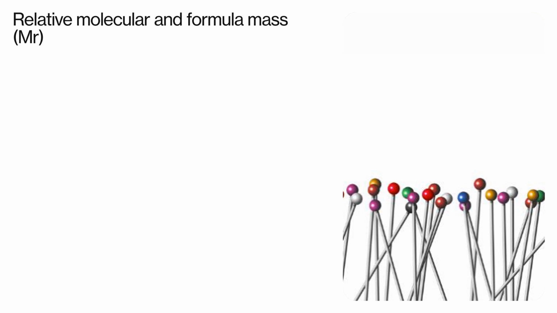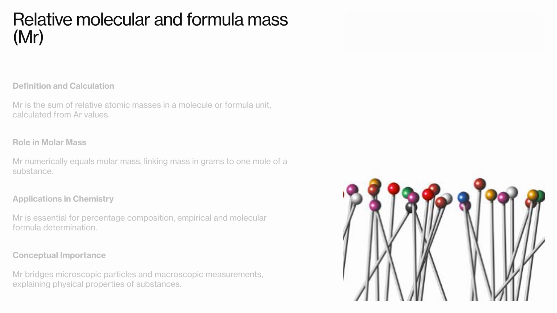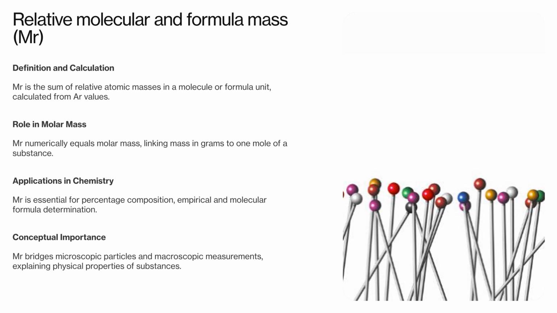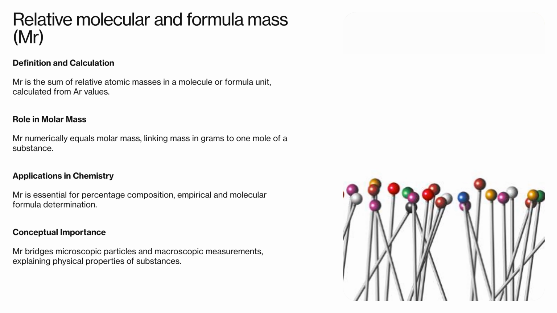It is measured in grams per mole and is calculated by adding together the relative atomic masses from the periodic table. Relative molecular mass, Mr, is defined as the sum of the relative atomic masses of all atoms present in a molecule. Like Ar, Mr is a ratio and therefore has no units. Students calculate Mr by adding together the Ar values for each atom shown in the chemical formula.